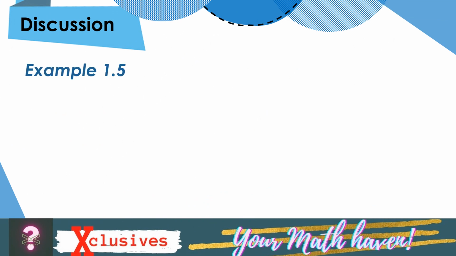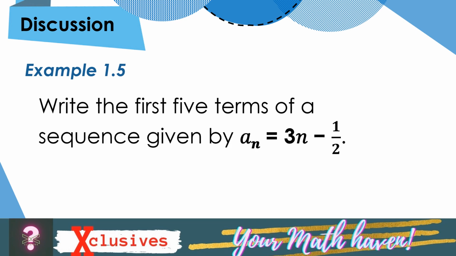We are now on our third example. We jumped to example 1.5. This is pretty much similar to 1.4, but the previous one is much easier, so we believe that you can study it on your own. Now let's do the 5th example. Write the first 5 terms of the sequence given by a sub n equals 3n minus 1 half.